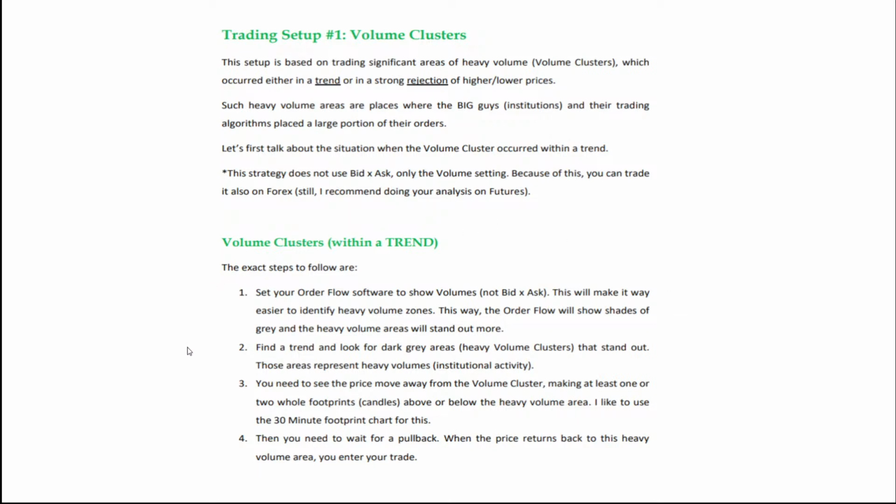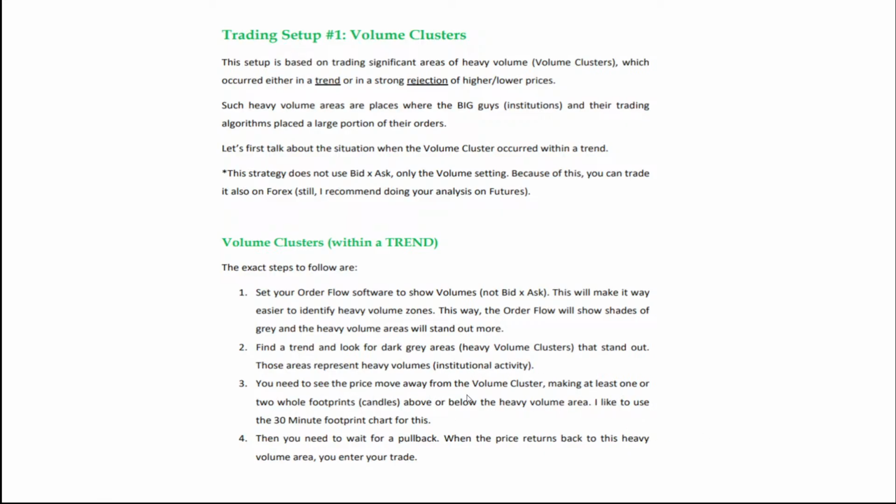I will say, if you want to use specifically Trader Dale's stuff, you can get NinjaTrader and buy his indicators from him, and then your colors would be the same as what he's talking about. So find a trend and look for dark gray areas, or in our case, blue or darker green areas. Those are going to be our heavy volume clusters that stand out. Those areas represent heavy volumes, institutional activity.